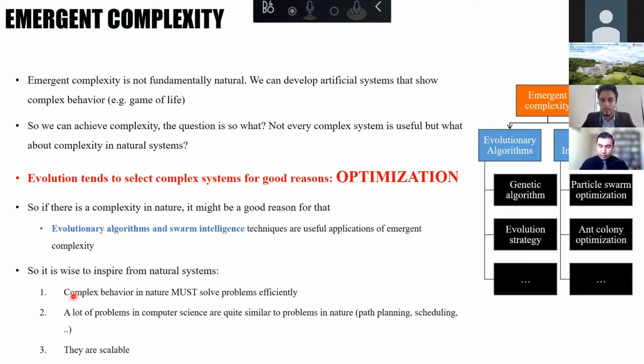Number two, and it's quite interesting, a lot of problems in computer science are quite similar to problems in nature, like path planning, scheduling. So we are surrounded by those problems that are already solved by nature. So it's wise to get inspiration. And also they are scalable, because we are trying to understand the simple rules that govern those simple units, right? Once we create those, we can then scale it up and create quite interesting patterns without increasing the overall complexity of the system, right? And there are some examples, obviously, that I'm going to show you.